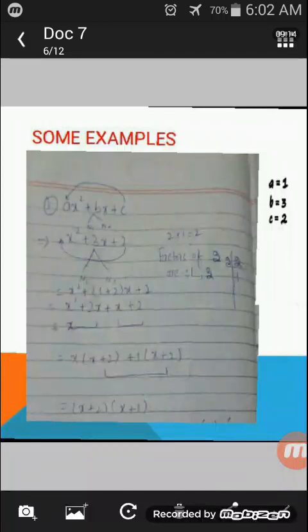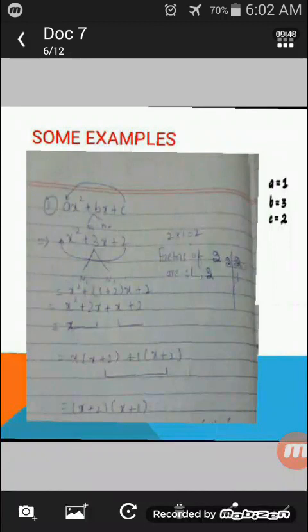So x square plus 1 plus 2 whole bracket x plus 2. X will be multiplied by 1 and x will also be multiplied by 2. So x square plus 2x plus x plus 2. First two terms are a pair and second two terms are a pair, is equal to x will be common from first two terms and 1 will be common from second two terms. So x into x plus 2 plus 1 into x plus 2. X plus 2 and x plus 2.